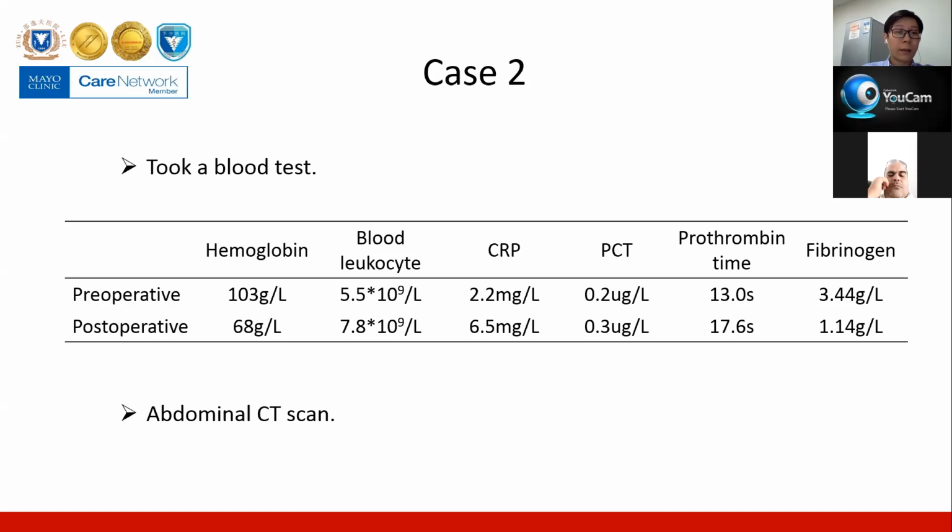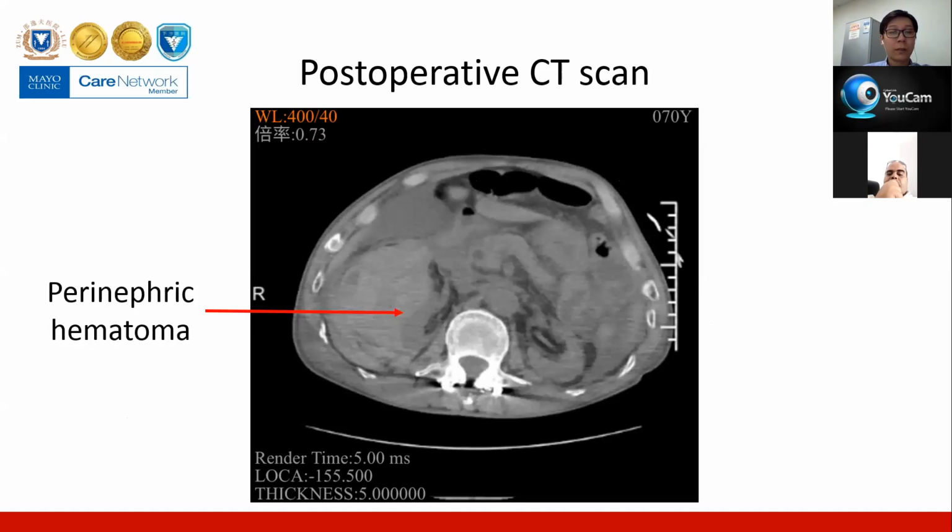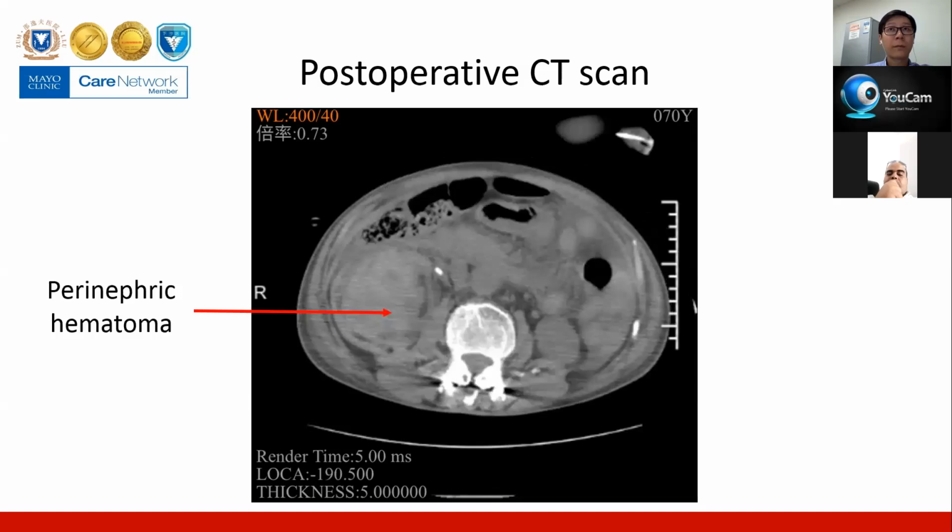And then we gave him an abdominal CT scan. A perinephric hematoma was discovered from the CT scan. You can see here a huge hematoma in the retroperitoneum, and the perinephric hematoma spreads to the renal pelvis, so the double J stent went down along the ureter.